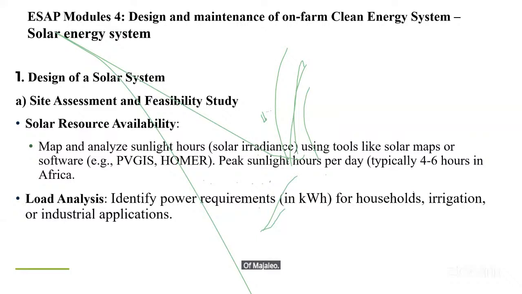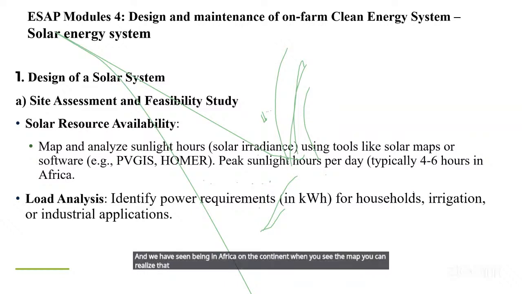So we proceed the same way. The first thing is site assessment and feasibility study. For site assessment, we have to assess if solar resource is available. And we have seen, being in Africa, when you see the map, you can realize that almost everywhere in Africa, it is possible to get a good irradiation.